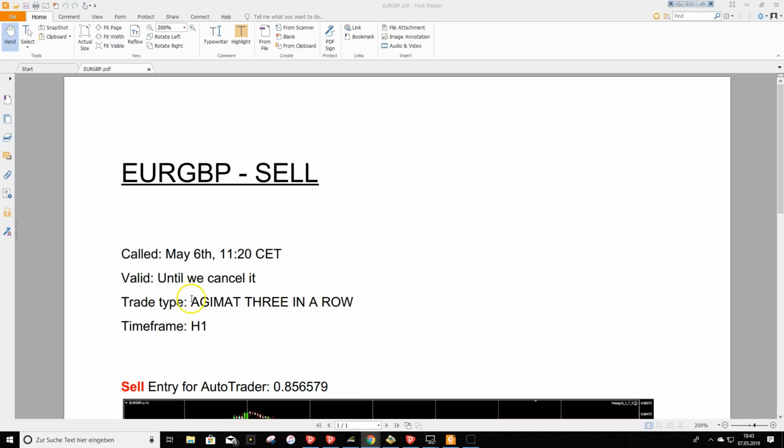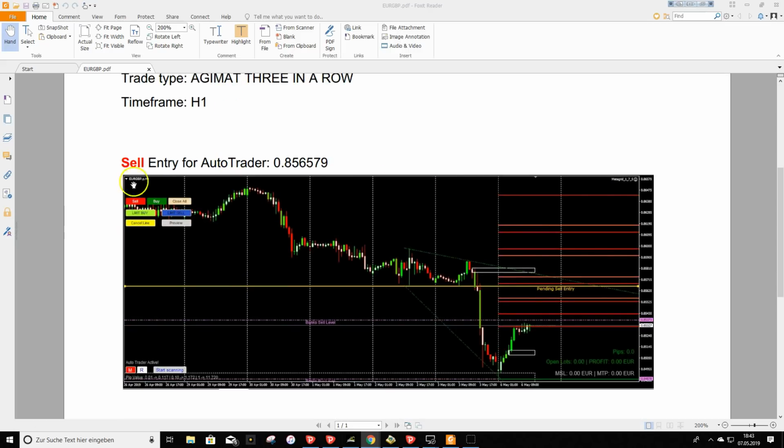The trade type was in this case a Magic 3 in a row trade. If you don't know what this is, you find our own video in my playlists. It was a trade on the time frame H1, and here is the screenshot. This is the pending sell entry we placed with Metagrid, and you can see the information here.